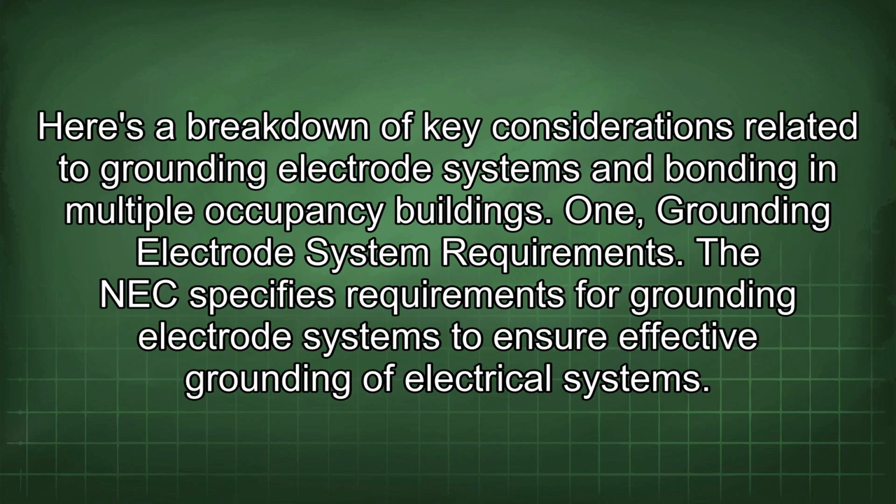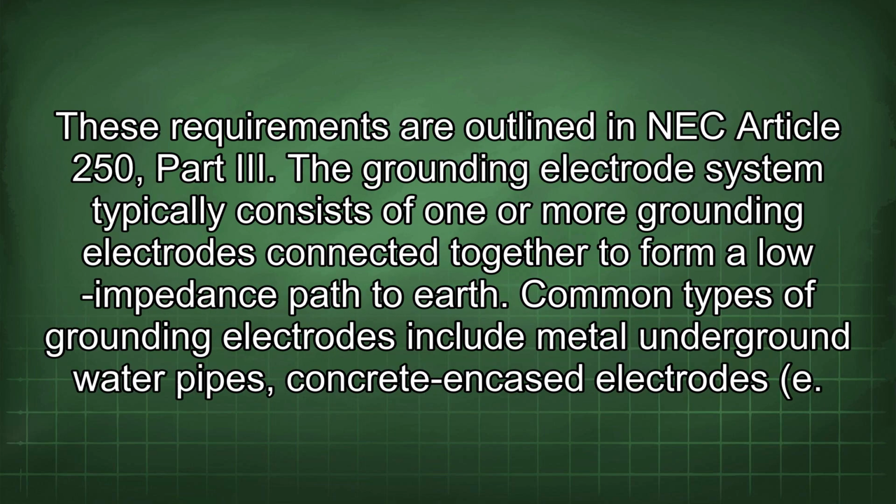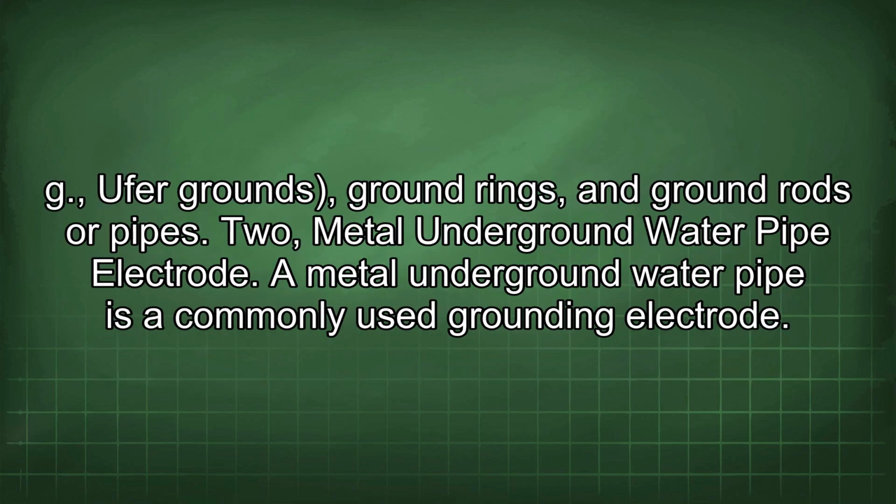Here's a breakdown of key considerations related to grounding electrode systems and bonding in multiple occupancy buildings. 1. Grounding electrode system requirements. The NEC specifies requirements for grounding electrode systems to ensure effective grounding of electrical systems. These requirements are outlined in NEC Article 250, Part III. The grounding electrode system typically consists of one or more grounding electrodes connected together to form a low-impedance path to earth. Common types of grounding electrodes include metal underground water pipes, concrete-encased electrodes, e.g. Ufer grounds, ground rings, and ground rods or pipes.